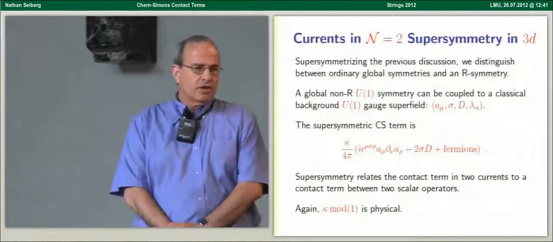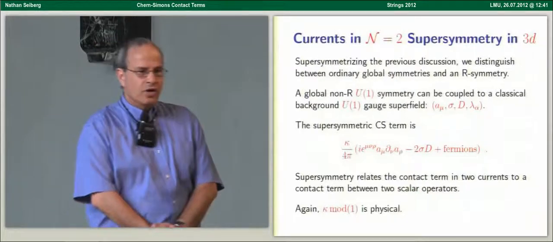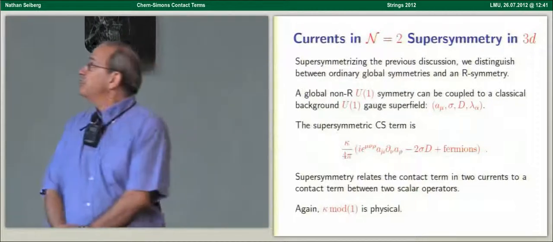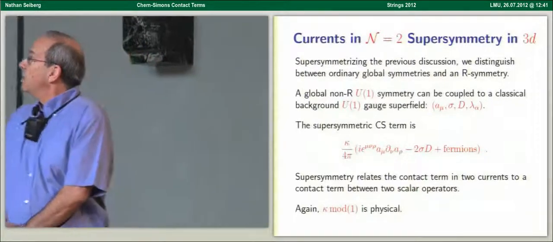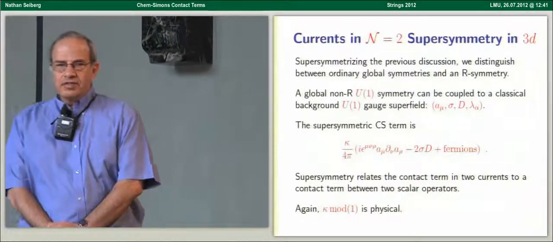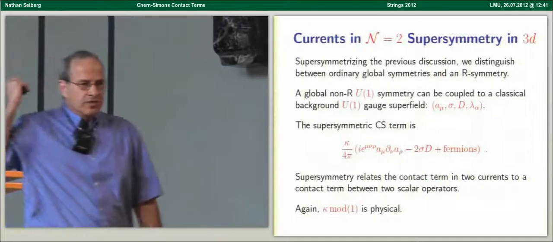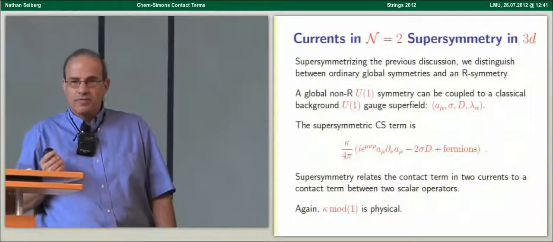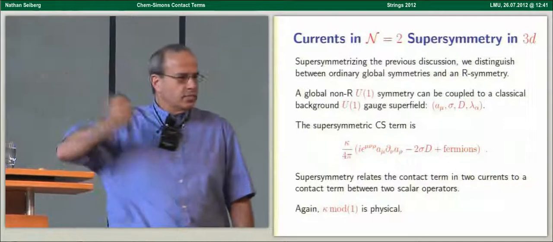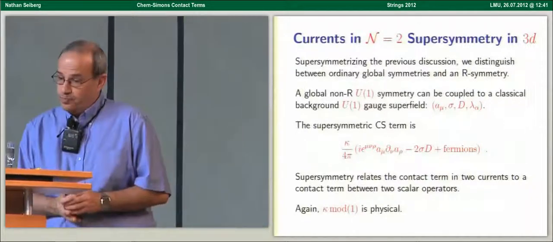Everything I said so far in the non-supersymmetric case is still true. The fractional part of kappa is physical, and the integer part can be changed. And I would like to emphasize something that will be important soon. This term is still conformally invariant. So if we have a superconformal field theory, we can add this term, and everything we said is still true.